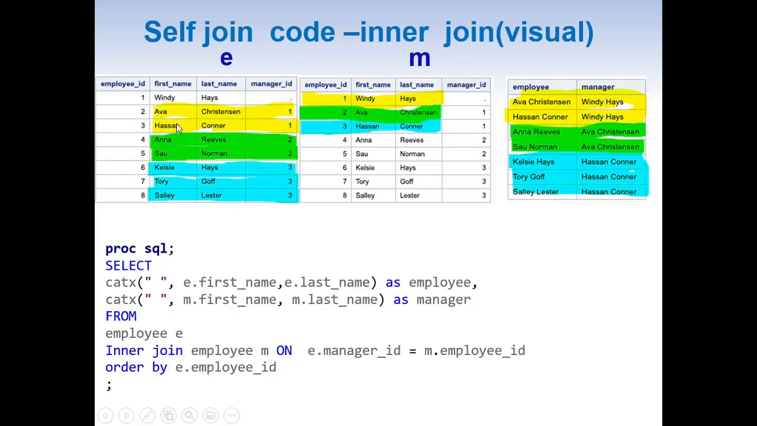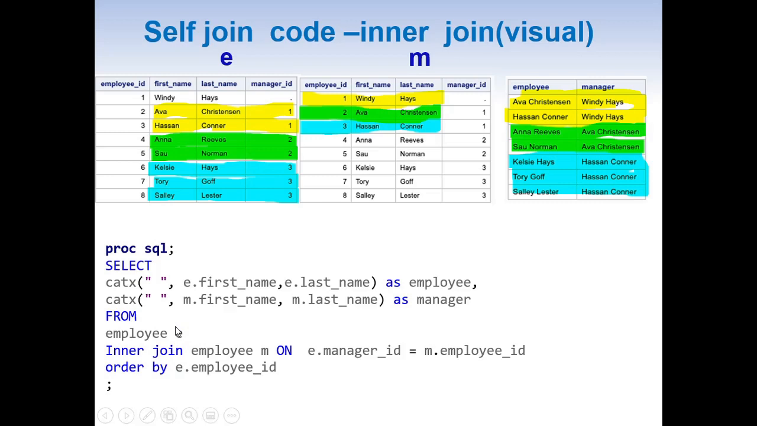On the top, I have the visual representation. On the bottom, I have the code. First, let's look into the code as we have been doing all the way through. Here, let's look at our FROM. Here I have employee, that is our table name. And after inner join, I have another employee, which means I'm using the same data set twice. So that is what is generally called a self join.